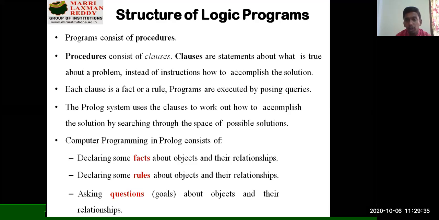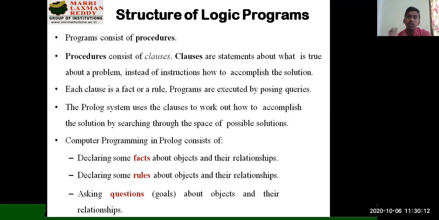Whenever I talk about clauses with respect to Prolog, it can be a fact or it can be a rule. The same thing, a fact, we also called an axiom previously. Programs are executed by posing queries. As a computer science engineer, if you want to install the Prolog language, it's a single step process. We can install Prolog directly in a system, and you can start giving queries to Prolog, and it will try to give you answers with respect to Boolean operations, whether true or false.